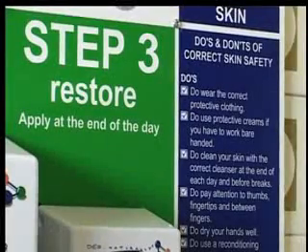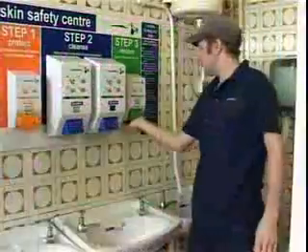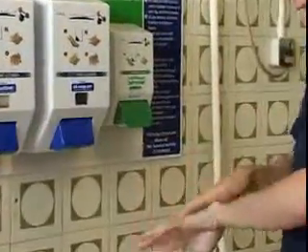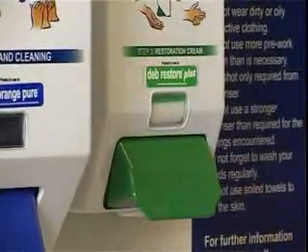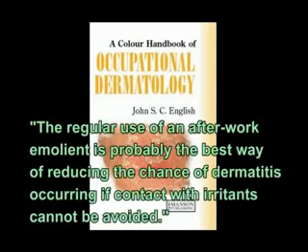As a minimum, a conditioning cream should be applied at the end of each working day or work period. Regular use can help maintain the skin in a healthy condition. These creams help to replenish any lost natural oils, keep the skin soft and supple, and avoid dryness. Indeed, dermatologists recognize the importance of doing so. Dr. John S.C. English, in his Handbook of Occupational Dermatology, says, "The regular use of an after-work emollient is probably the best way of reducing the chance of dermatitis occurring, if contact with irritants cannot be avoided."